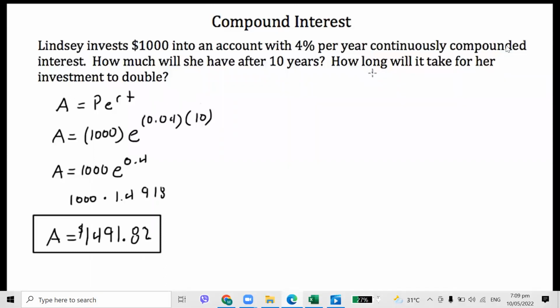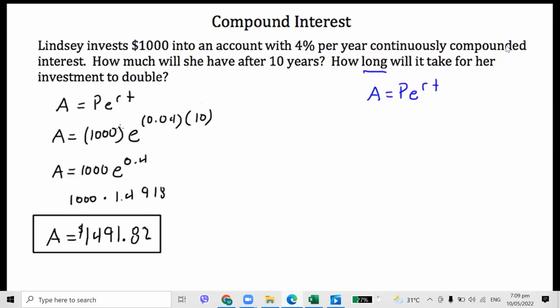Now let's work on the second half of this problem. How long will it take for her investment to double? Well, again, we're going to use our continuously compounded interest formula where A is equal to P e to the rt. We still have the same P, we still have the same interest rate r.